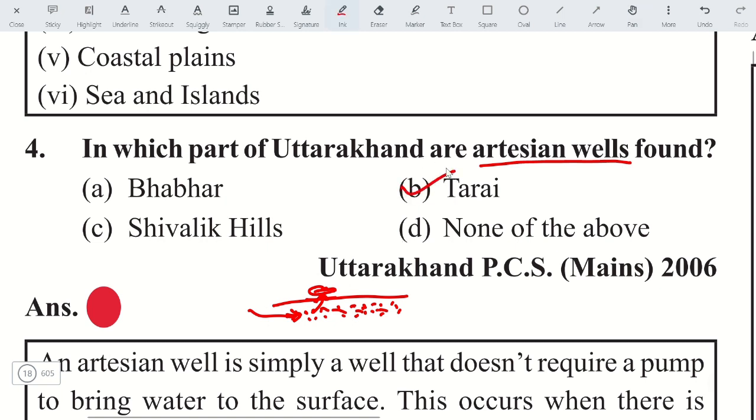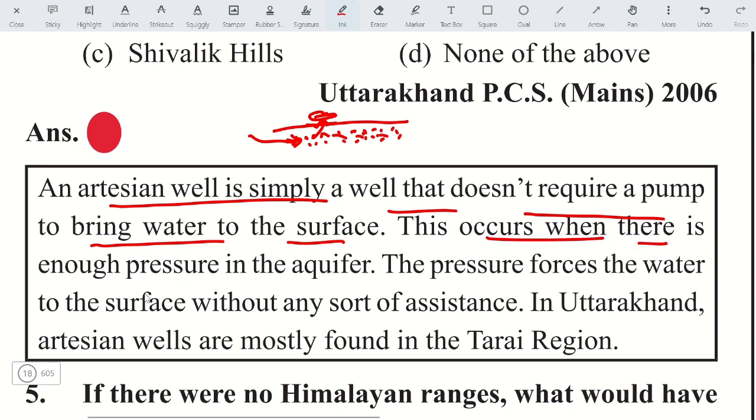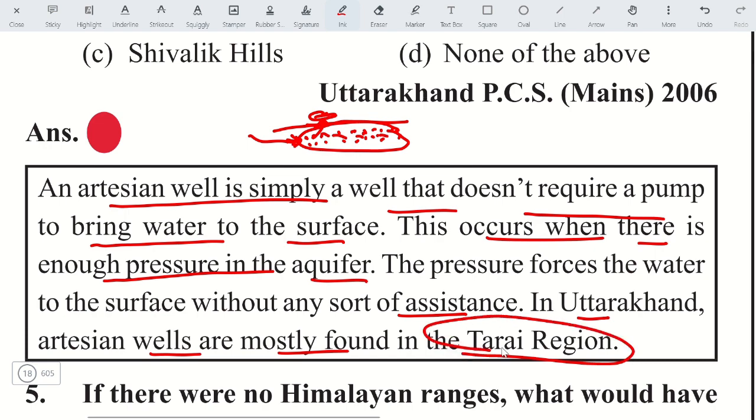Which region? Tarai region. An artesian well is simply a well that does not require a pump to bring water to the surface. This occurs when there is enough pressure in the aquifer. The pressure forces the water to the surface without any sort of resistance. In Uttarakhand, the artesian wells are mostly found in the Tarai region.